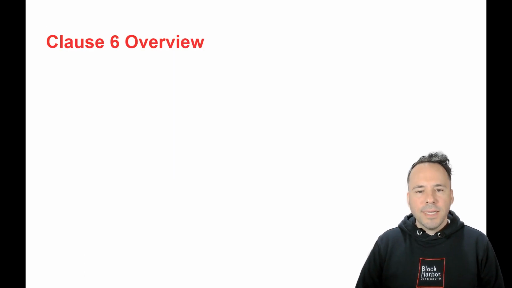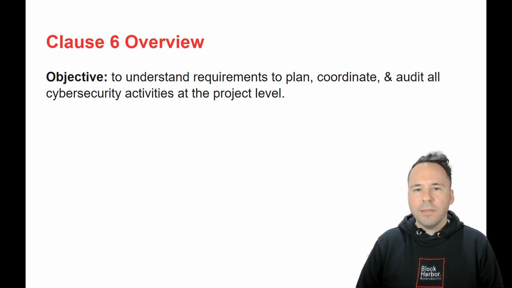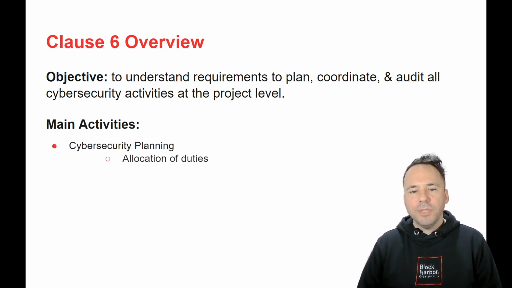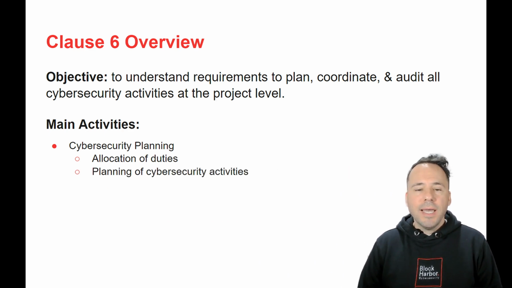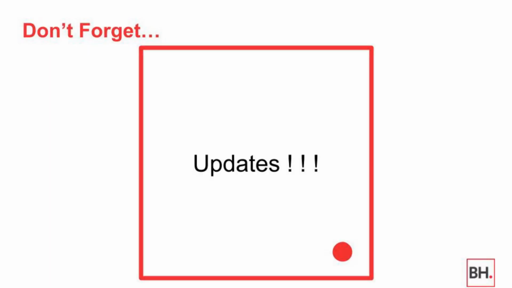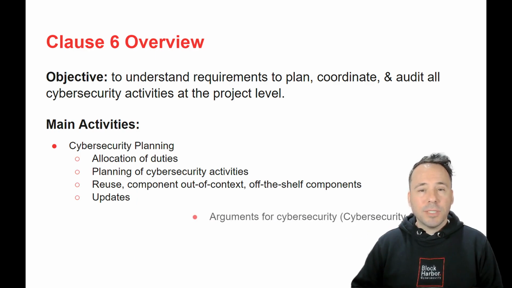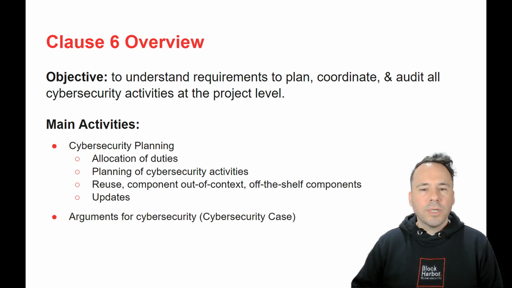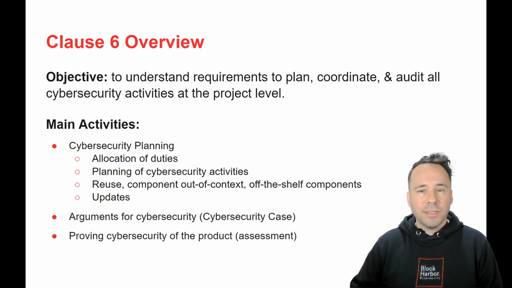The objective of Clause 6 is to plan, coordinate, and audit all cybersecurity activities at the project level. Main activities are cybersecurity planning, including the allocation of duties, the planning of cybersecurity activities, and addressing reusing components, designing components out of context, and using off-the-shelf components. Don't forget updates. This will lead to the tailoring of cybersecurity activities. Also included in this section is the arguments for cybersecurity, or the cybersecurity case, proving the cybersecurity of the product, the cybersecurity assessment, and release for production.